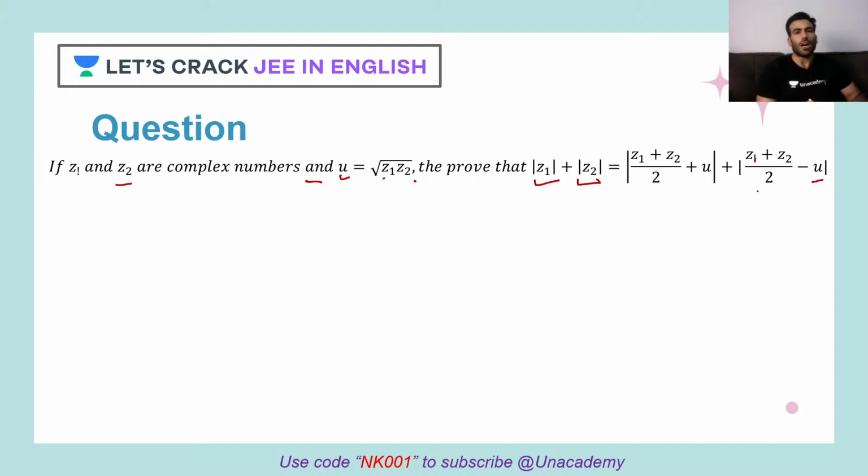So now tell me, how would you approach? Will you start from the left hand side or right hand side? I would suggest you start from the right hand side, because the right hand side is the bigger side, and simplifying it, making it smaller, is still possible. But expanding the left hand side might become problematic for you. So let's start from the right hand side.